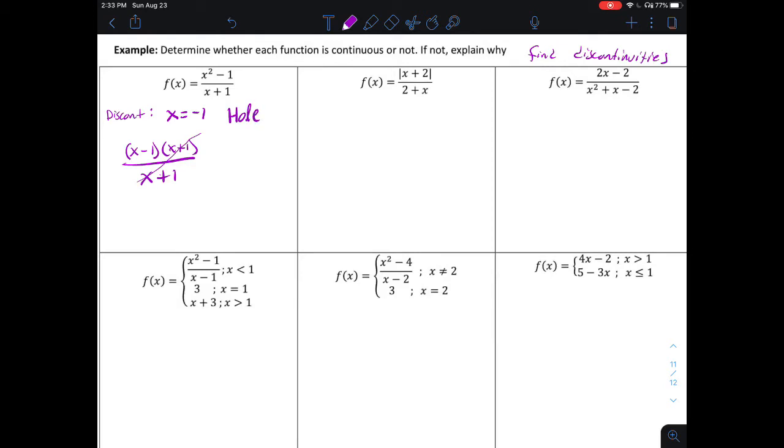And then in my head, I know what part of the definition failed for continuity at x equals -1. If it's a hole, the limit would exist. However, the function is not defined there. So here I look at the second one, and I see that -2 makes the denominator 0, so I have a discontinuity at x equals -2.